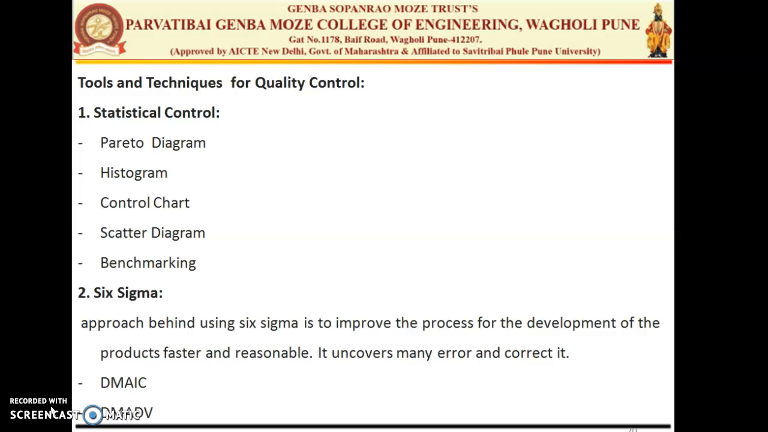So in this session, we'll see the tools and techniques for quality control. This is almost the last second part of your SCPM Unit 5. So the point is tools and techniques for quality control. Quality management and project management are complementary things. They both emphasize customer satisfaction. Quality leads to customer satisfaction.